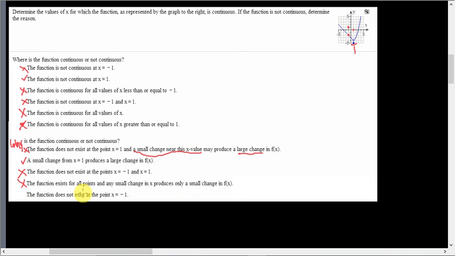The function does not exist at the point x equals -1. Well, they're really stuck on that -1, but it does. So a small change from x equals 1 produces a large change in f of x, and the function is not continuous at x equals 1. So that's it for the second problem.